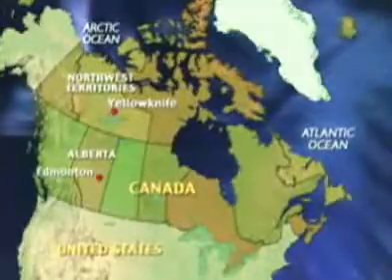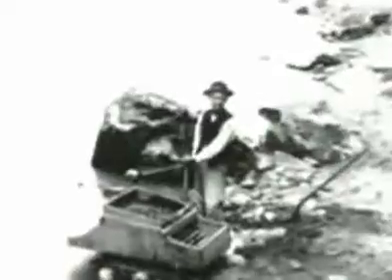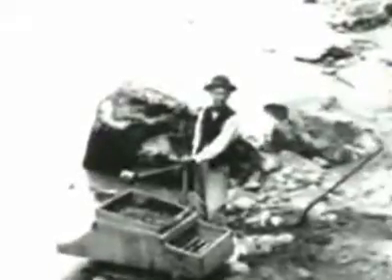Yellowknife is 900 miles from Edmonton, Alberta, the nearest big city. Today, the fastest way to get here is by plane. Yellowknife first attracted settlers in the early 1900s when gold was discovered. It still has the feeling of a frontier town.